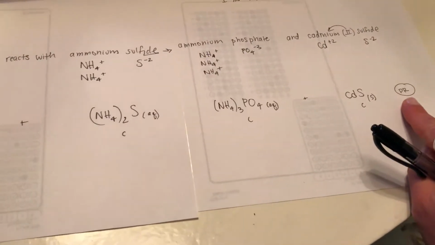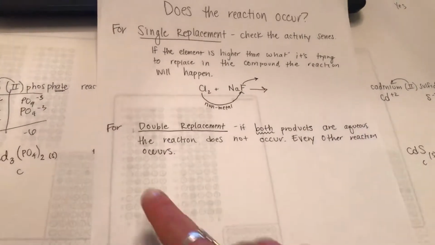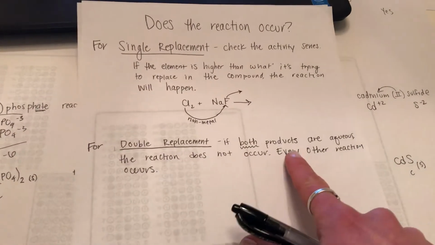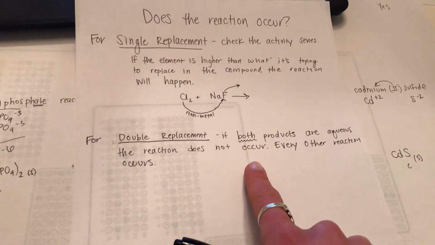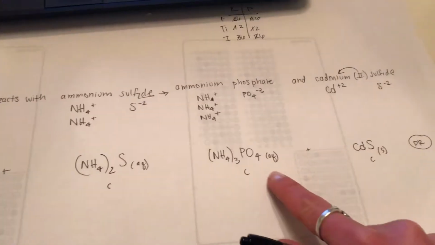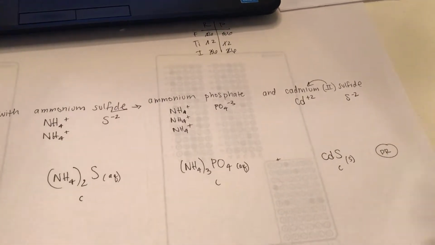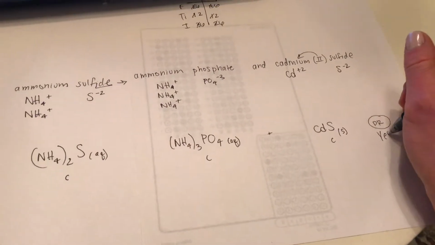And then to determine if that reaction happens, let's look at these notes again. For double replacement reactions, if both products are aqueous, the reaction does not occur. Every other reaction occurs. Okay, so let's look at these products. We have aqueous and solid. So they're not both aqueous, so that means yes, that reaction does occur.